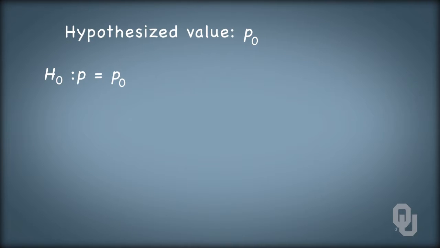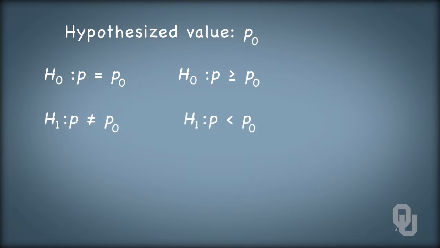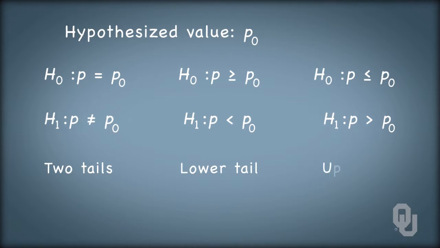Generally, the notation for the hypothesized value is p naught or p0. We may want to know if the proportion is equal to p naught or if the two are unequal. Or we could have greater than or equal to p naught in the null and less than p naught in the alternative. Or we could have less than or equal to in the null and greater than in the alternative. Much like hypothesis tests for a population mean, the alternative hypothesis gives us an idea of where the rejection region is. Two tails, lower tail, or upper tail.